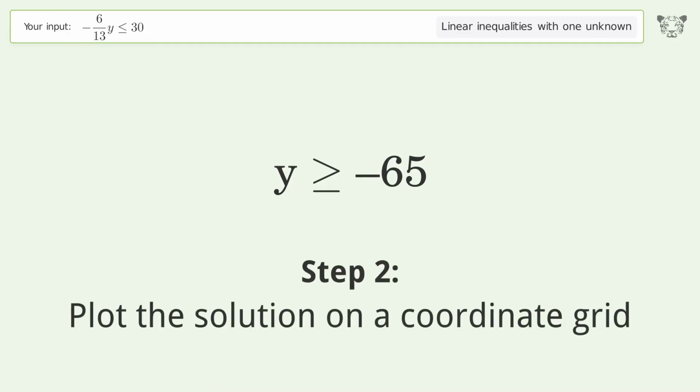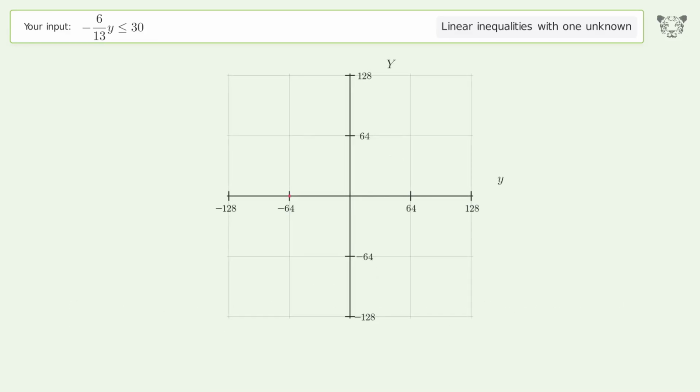Plot the solution on a coordinate grid. And so the final result is y equal or greater than negative 65.